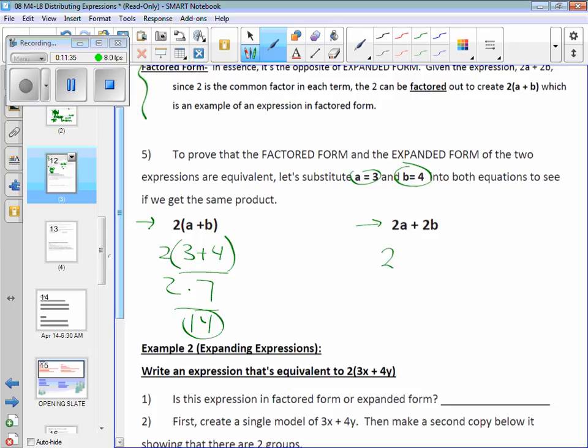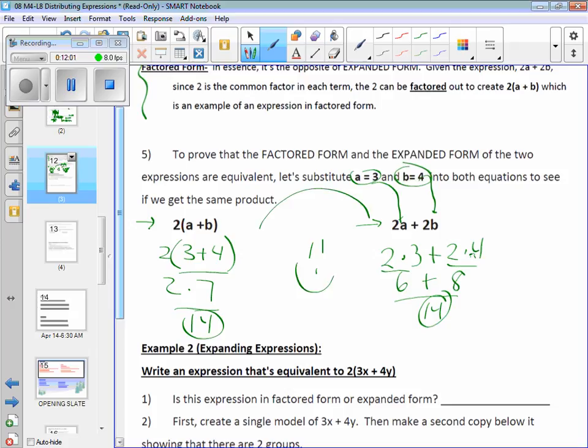Substitute here. 2 times 3 plus 2 times 4. We could do multiplication in the same step. 6 plus 8. Punch it all together. Both expressions are equivalent. One's in factored form, one's in expanded form.